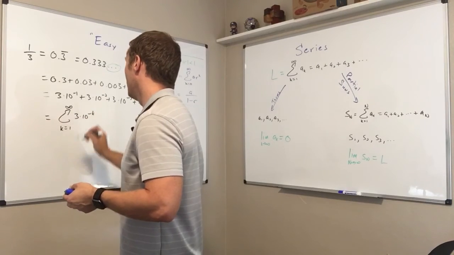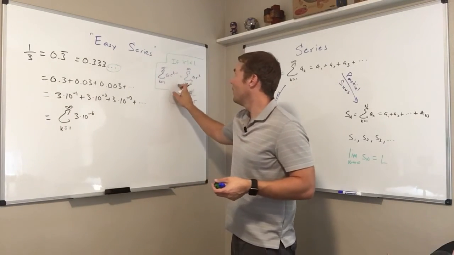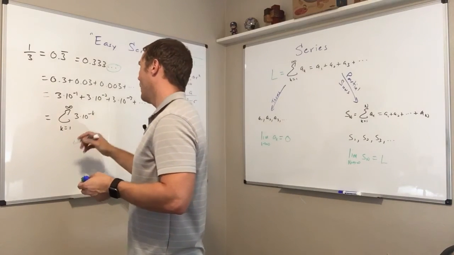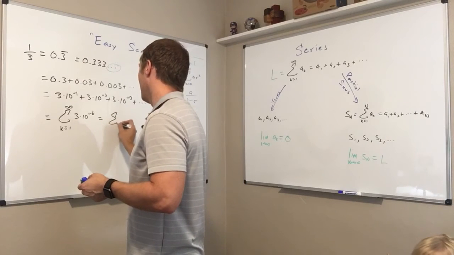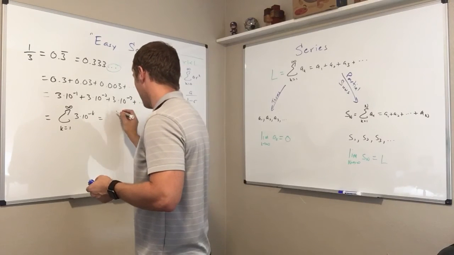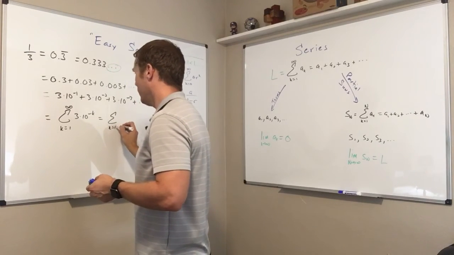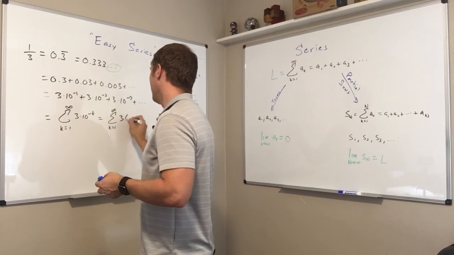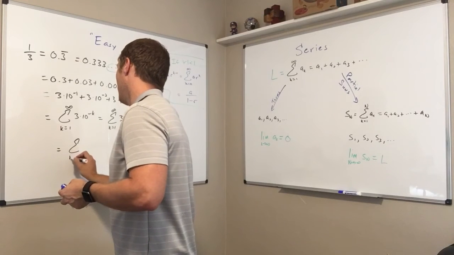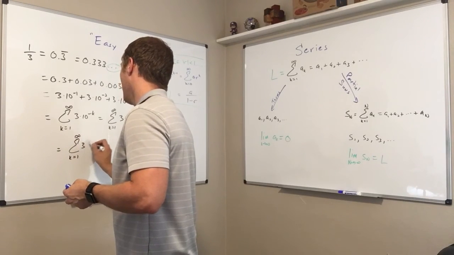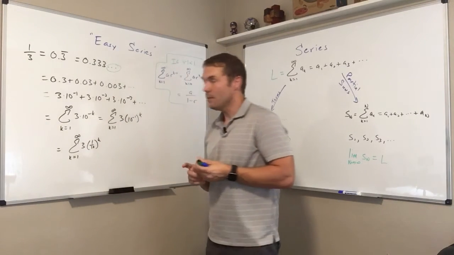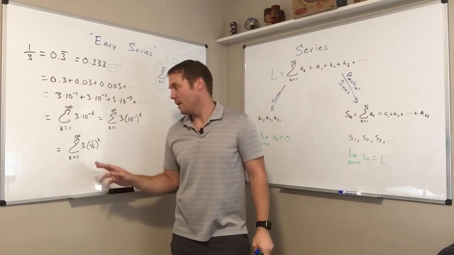to the negative k. If I want to invoke the series formula from section 9.2, I'll have to write this in terms of a constant multiple. This can be rewritten as the sum from k equals 1 to infinity of 3 times 10 to the negative 1 to the k, or the sum from k equals 1 to infinity of 3 times 1/10 to the k. So this is the way to write the fraction 1/3 as an infinite series.